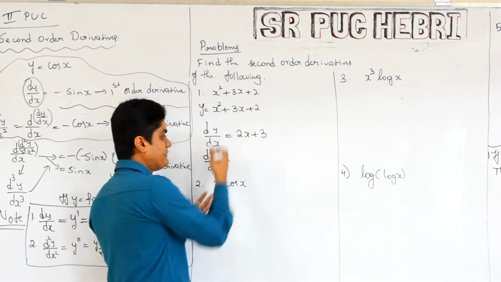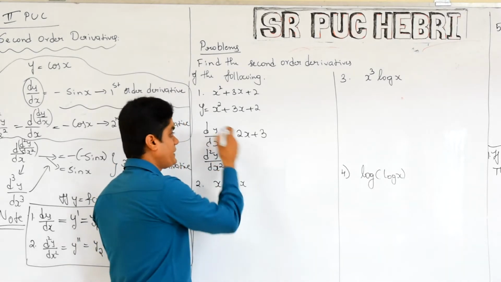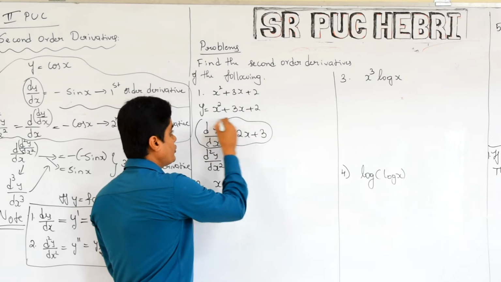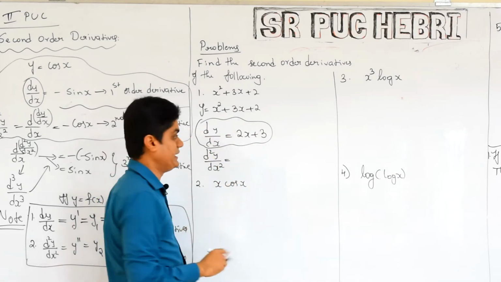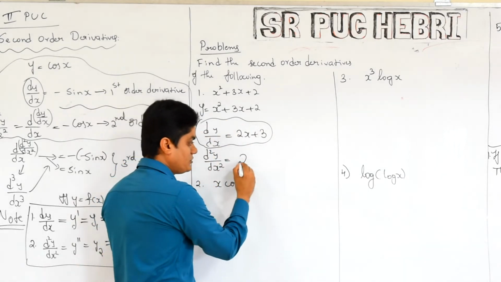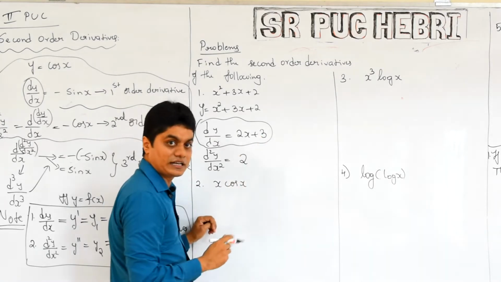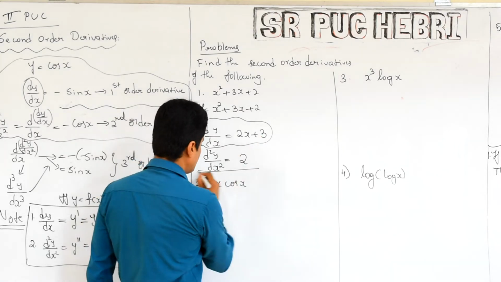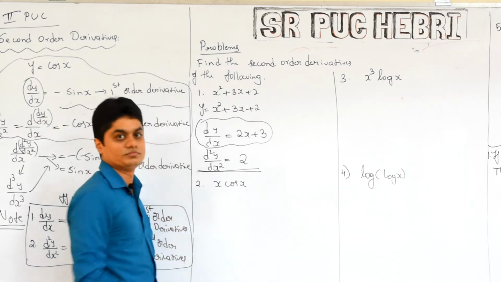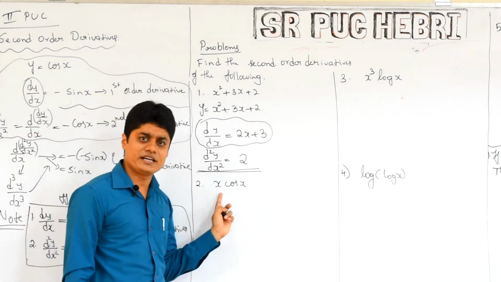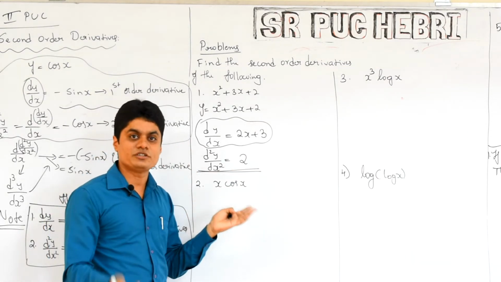How to do it? Remember, you don't write dy by dx again. You are going to differentiate dy by dx, differentiate dy by dx again. So the differentiation of 2x is 2, and the differentiation of 3 is 0. So what is the second order derivative of the given problem? 2. Is it possible to differentiate again? The differentiation of 2 is 0.